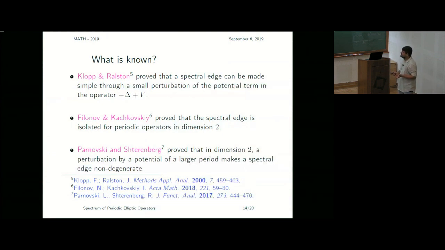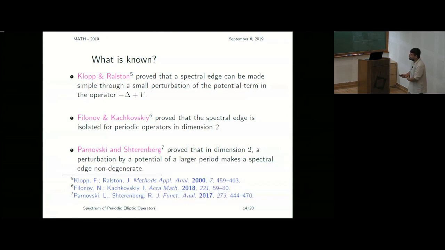Another result about the finiteness of the number of points at which the spectral edge is attained is by Filonov and Kachkovsky, who proved that the spectral edge is attained at finitely many points in the dual parameter in dimension 2. So in higher dimensions, this problem is open.